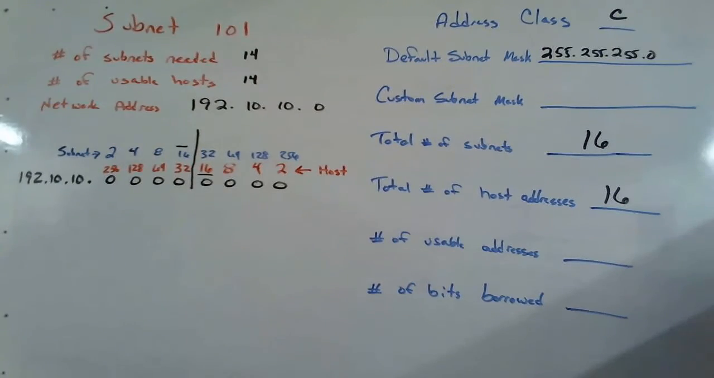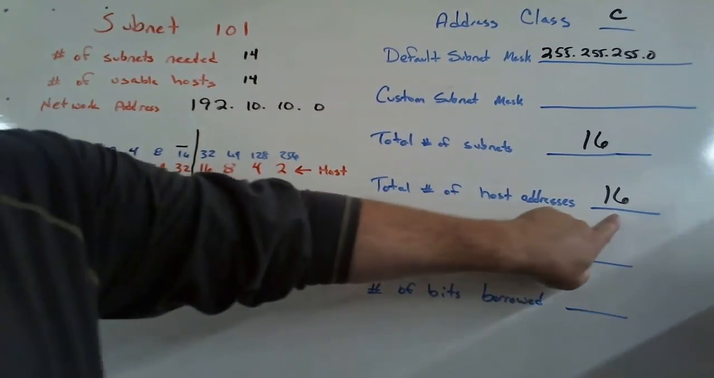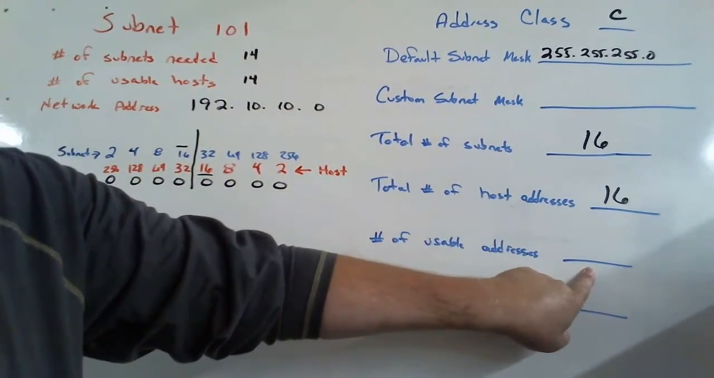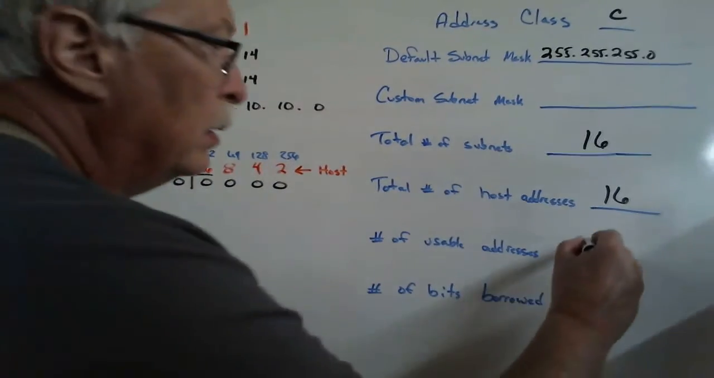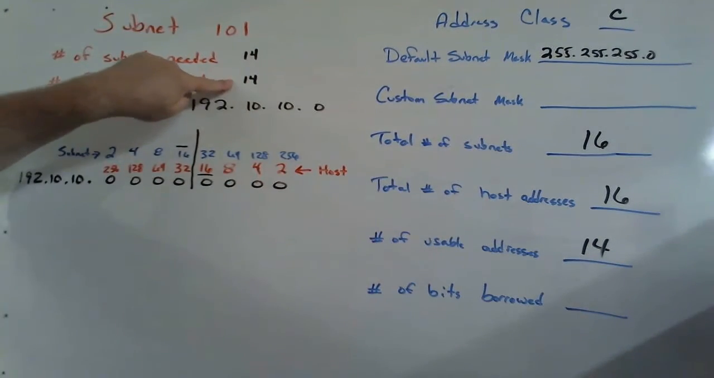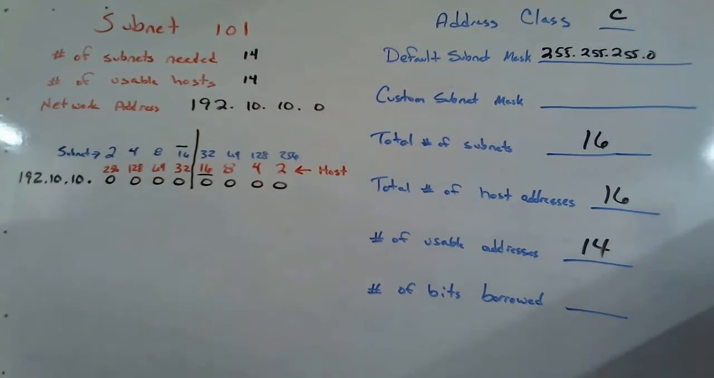That means I can use all the ones in the middle. So if I take two away from my total of 16 hosts, what does that leave me with usables? 14. What did I need? 14. So I am in really good shape. We have but two answers yet to find.